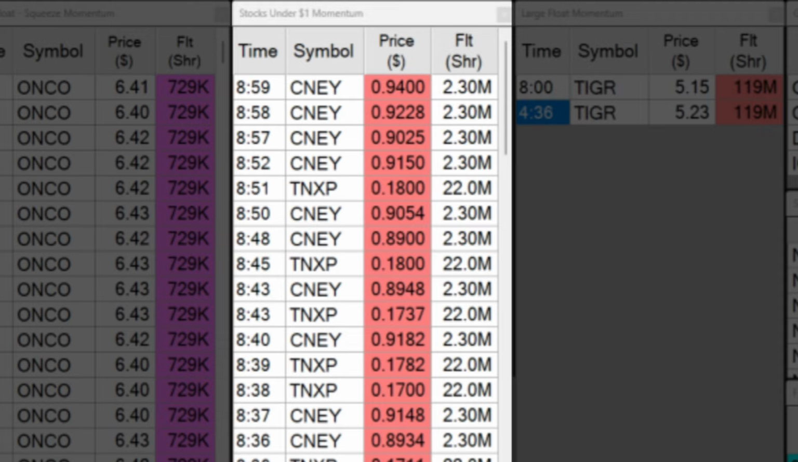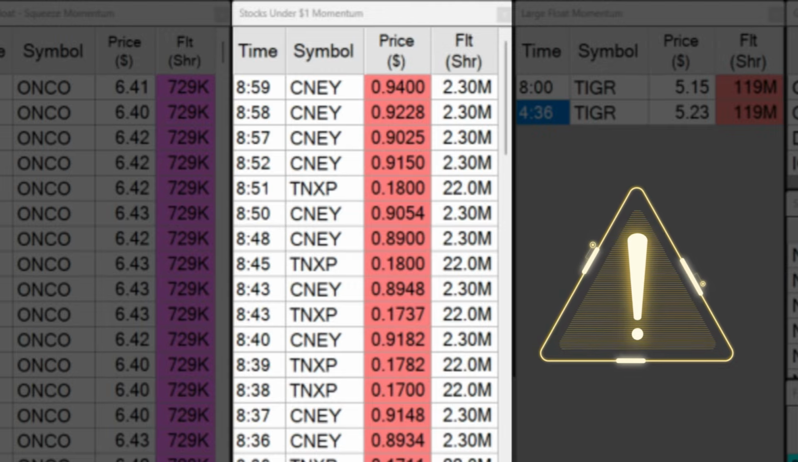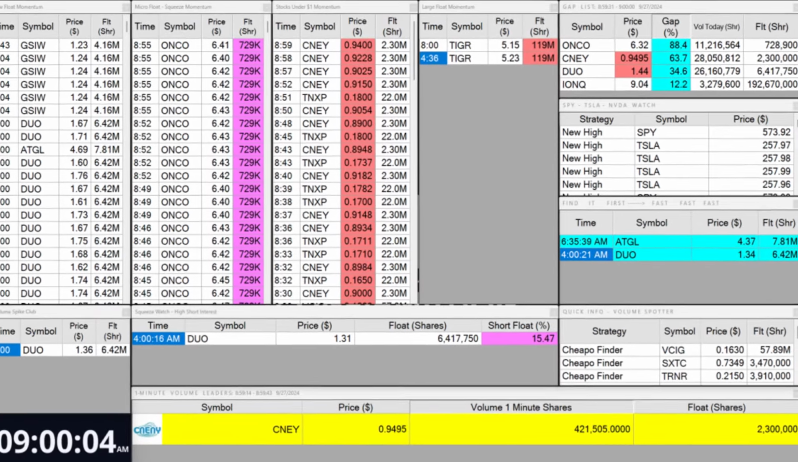You'll notice that we have the column for the price highlighted in red. This makes it easy to quickly identify that this stock price is below requirements for our high-quality setups and adjustments should be made. If trading a cheaper stock under $1, I always reduce size and tighten my stop level or avoid. To the right, we have our large float momentum scanner window.